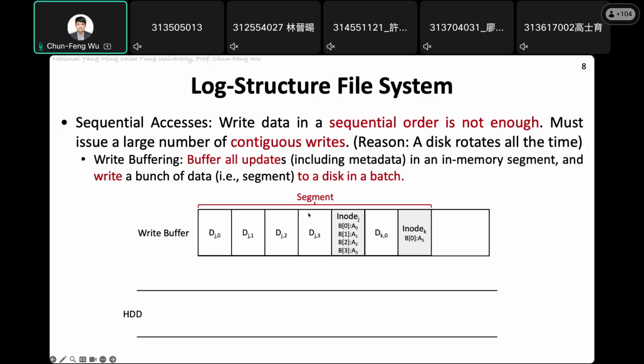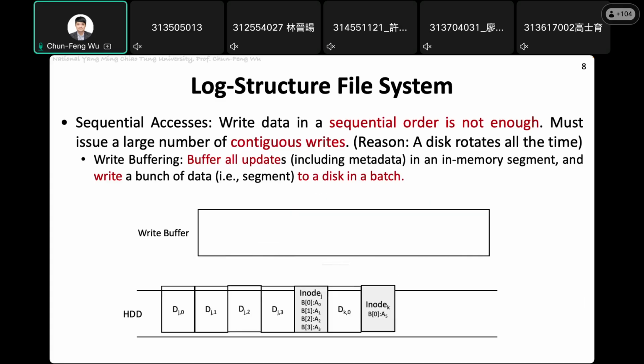So if we are going to make it contiguous, then we need some place to buffer all those data and metadata together before writing them into the disk. So this is about the tricky part of sequential access.